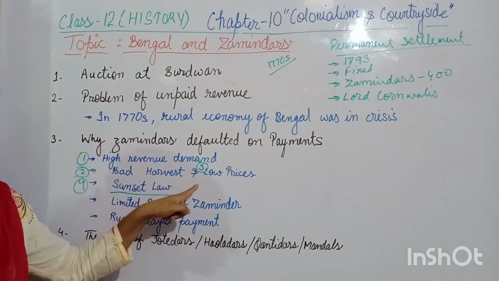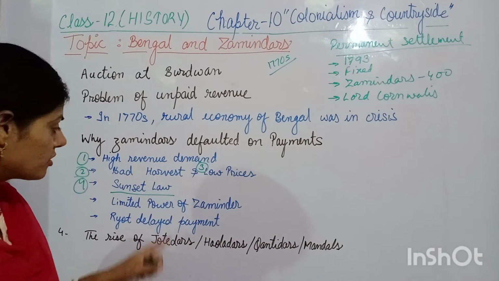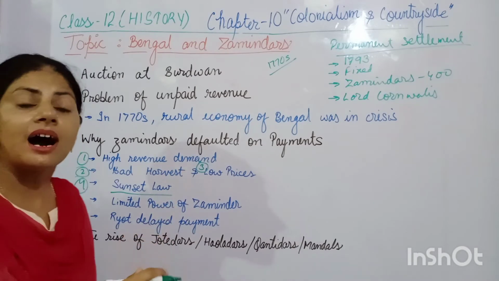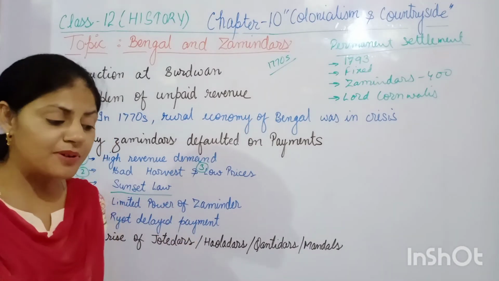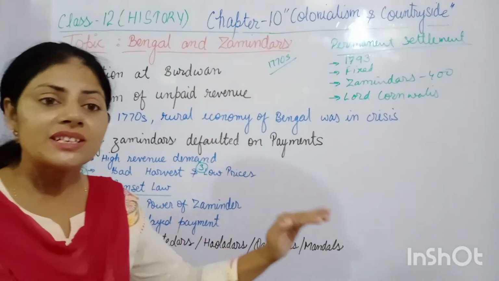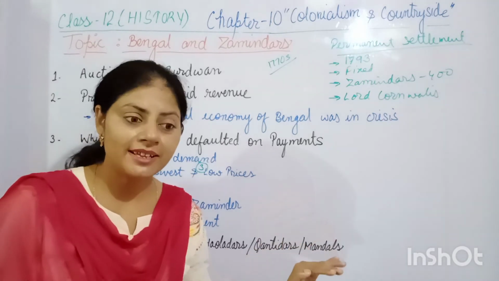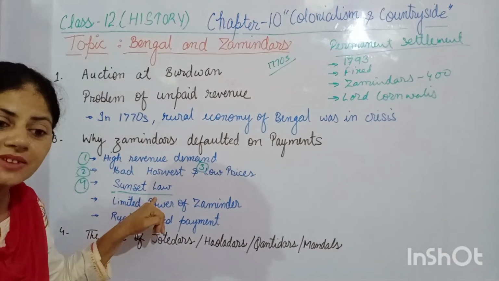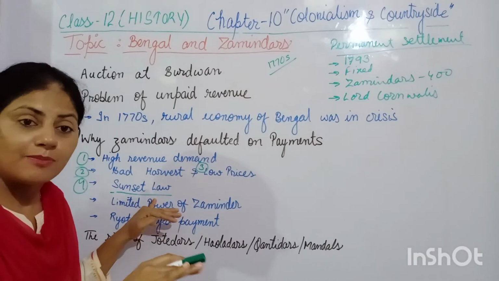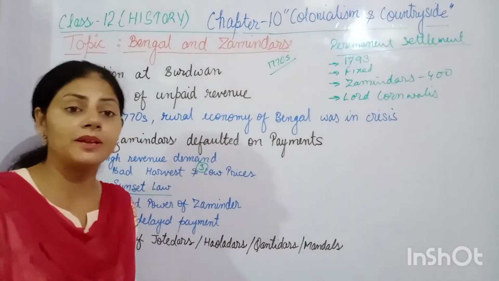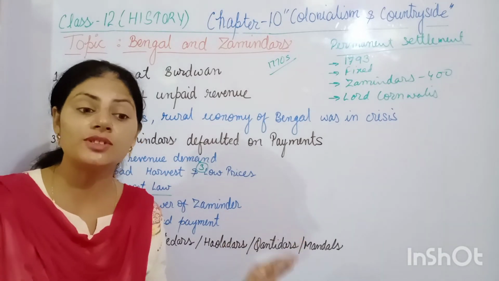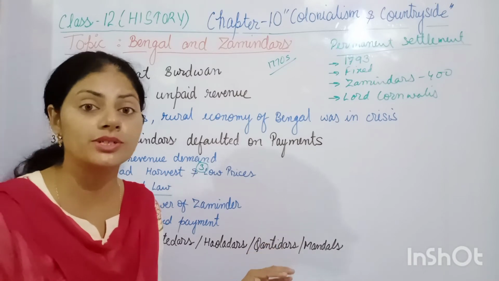Fourth, the sunset law. Regarding this, I told you there was a sunset law which was not even based on the harvest season. The Britishers didn't wait; they fixed a date. That is why the name sunset is given. Till that date, before the sunset, the Zamindar had to pay the revenue. If they couldn't pay the revenue by the last date before sunset, then their land would be auctioned.